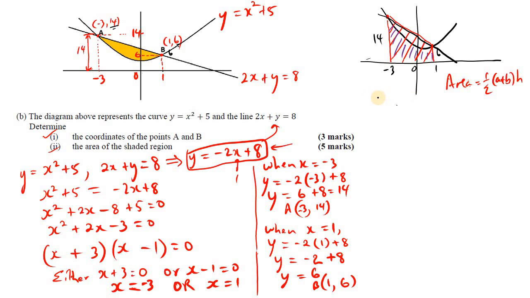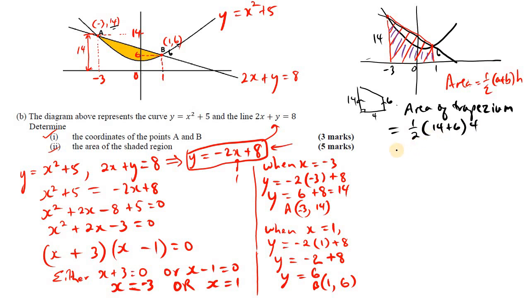Right? So for the trapezium, we have 14 units, 6 units, and the distance between both parallel sides being 4. So the area of the trapezium is going to be equal to half the sum of the parallel sides, being 14 plus 6, times the height, or should I say the distance between the parallel sides, which is 4.